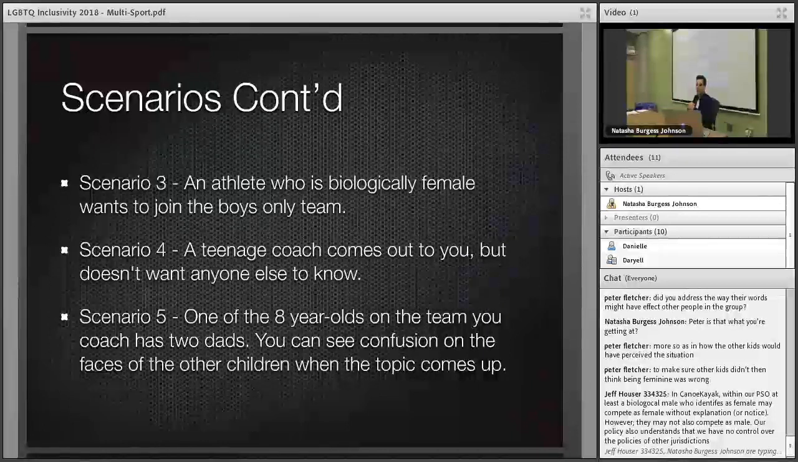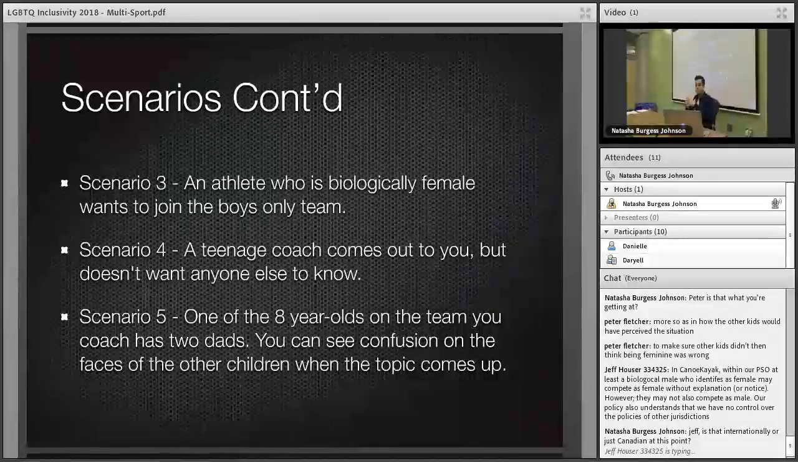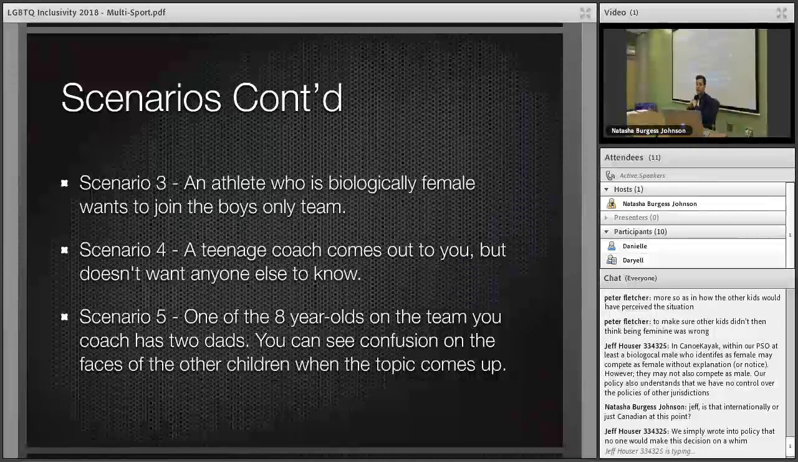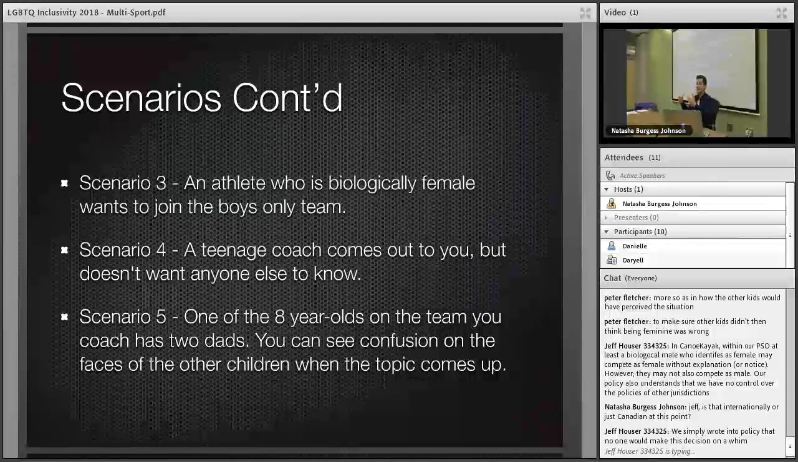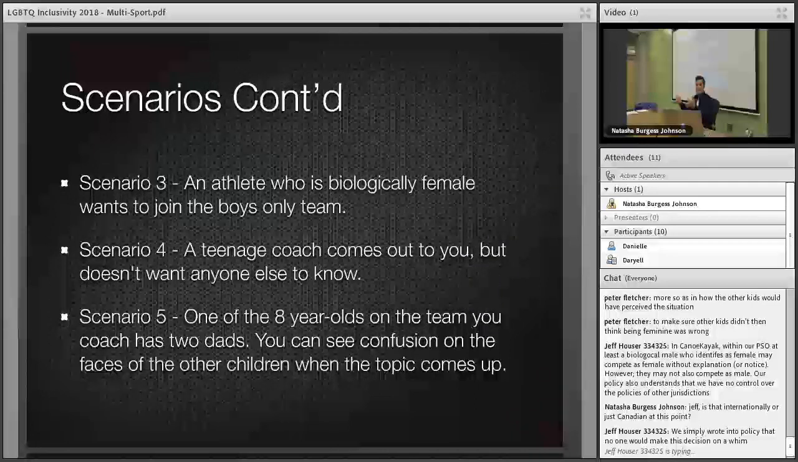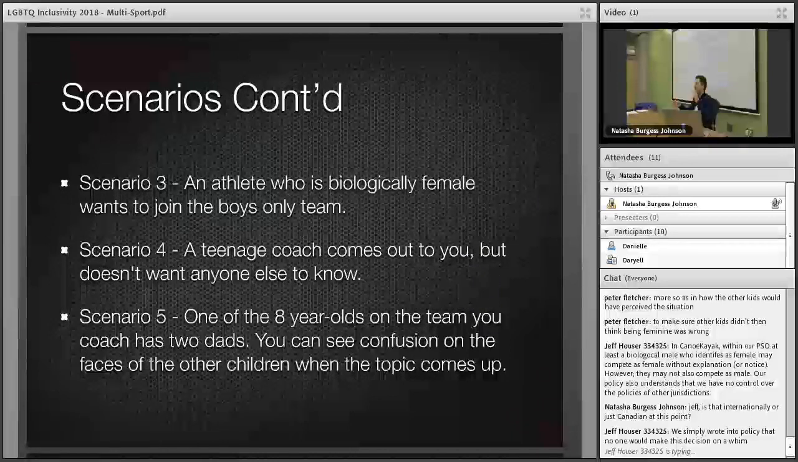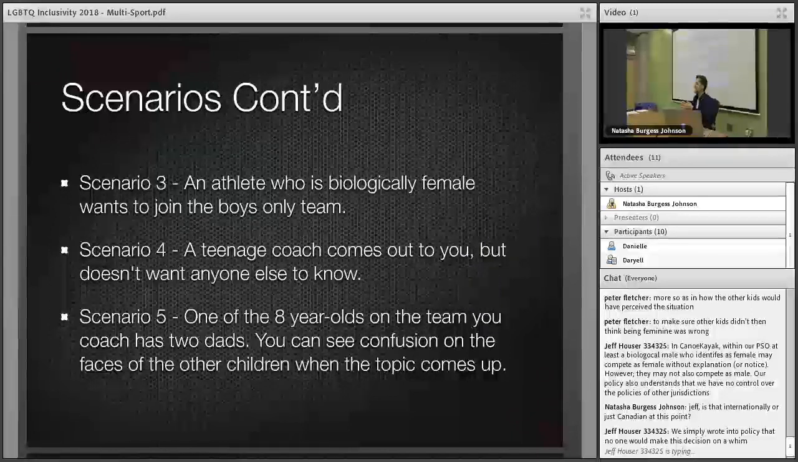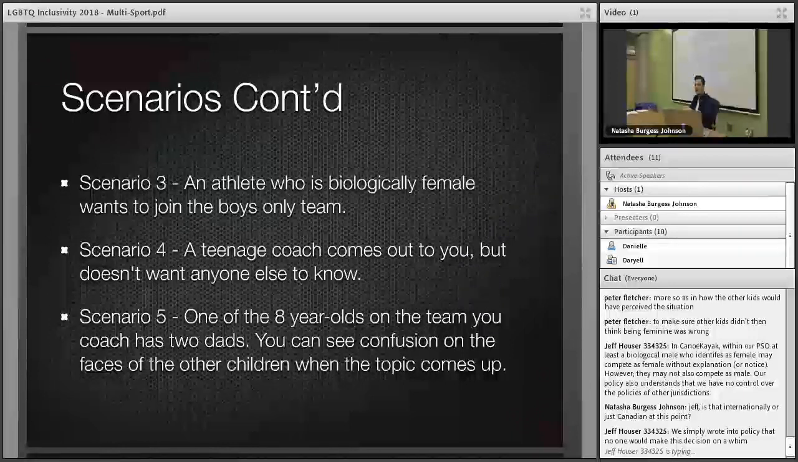But you have to avoid that. You have a team. We're going to think they're 8, but they're pretty young. One of the athletes has 2 dads. There's confusion with other kids and other participants on how that can be when the topic comes up. That's pretty tricky. As soon as they're that young, you don't want to overstep what the parents' role is in educating their athletes too.